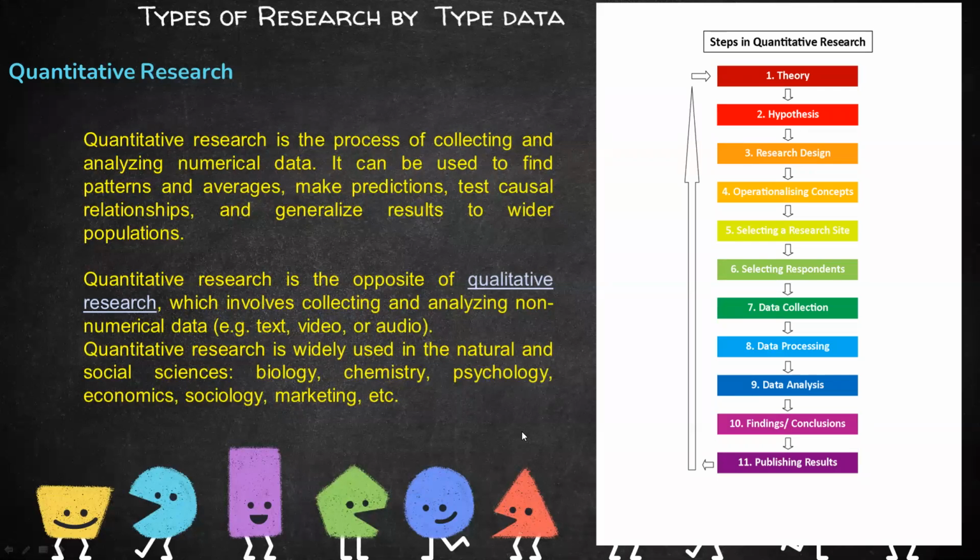Okay. So therefore, quantitative research is representative research, because we are not taking the whole population. We are selecting a sample, and based on the sample, we are representing the facts, which is called generalization. Okay. So quantitative research is the opposite of qualitative research, which we are going to see in the next slide.